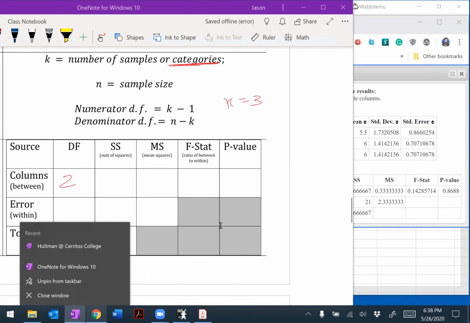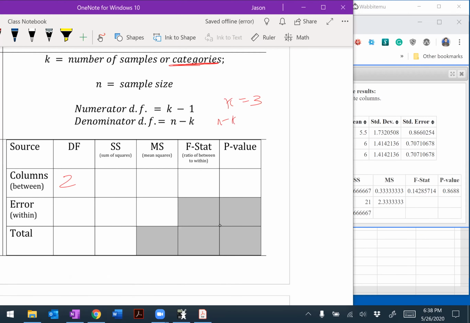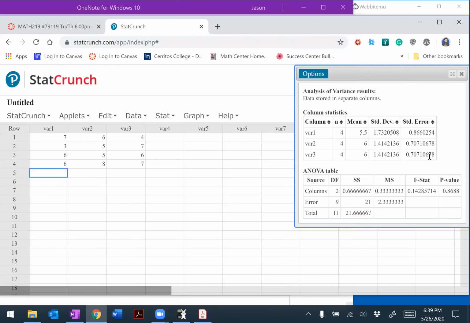So the error within, the denominator degrees of freedom, is going to be n minus k. N in this case is 12, minus 3, which is the number of columns that I have. That's going to be equal to 9. So this is 9, and the total is 11. The total degrees of freedom is 11; we add them up and we get our total degrees of freedom. The other values aren't as meaningful for us at this point.